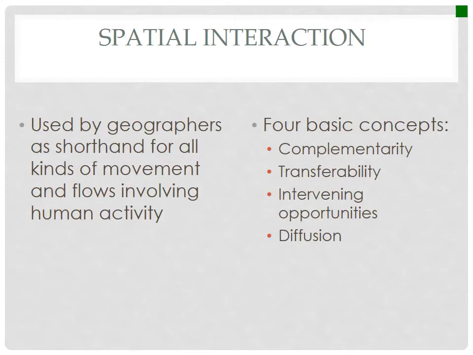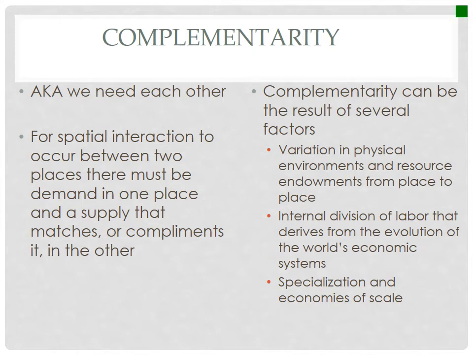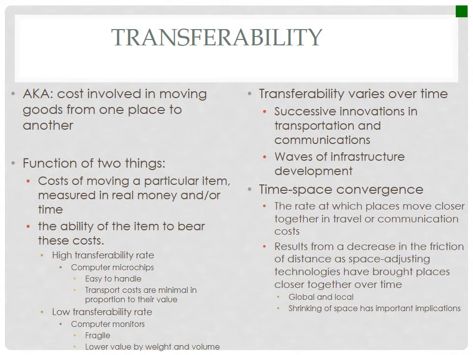Spatial interaction, again, shorthand for just knowing how human interaction has occurred. You have complementarity, transferability, intervening obstacles, intervening opportunities, and diffusion. So complementarity is that we need each other. Again, spatial interaction occurs between two places, and how does that all work? So one, you're going to have variations in physical environments and resources. So people are going to trade with each other to make up for that. You also have internal divisions of labor. So again, as we talked about before, different countries are going to specialize in different things to balance that out. And then you're going to have specialization, and some countries are going to have larger economies and some are going to have smaller.